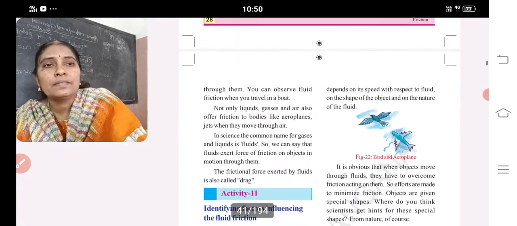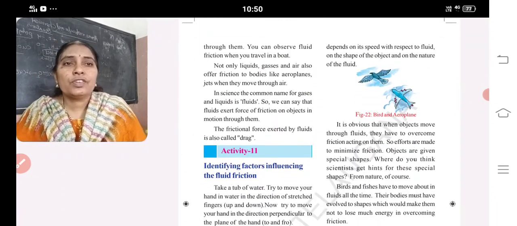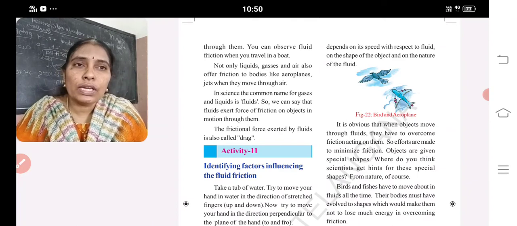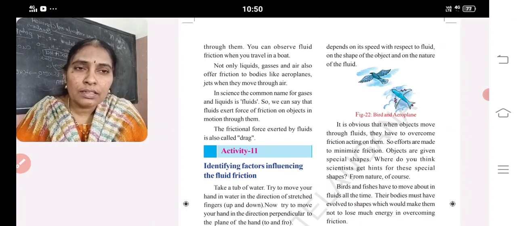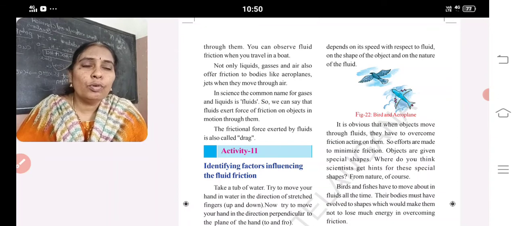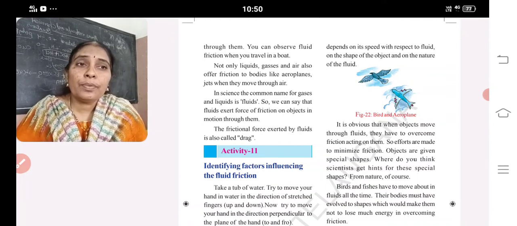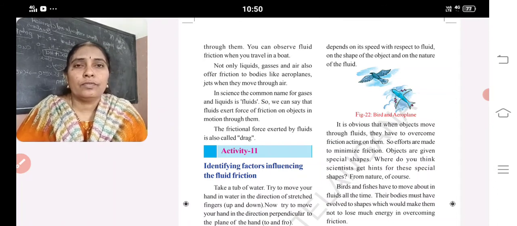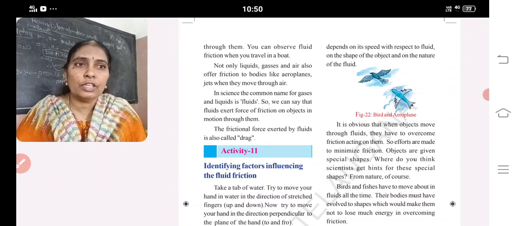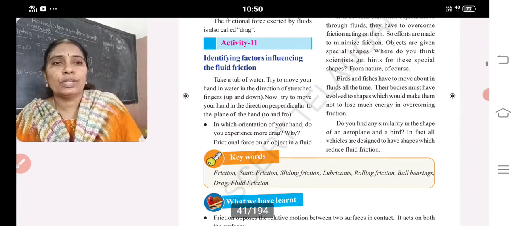Next, the frictional force exerted by fluids is called drag. What is meant by drag? The frictional force exerted by fluids is known as drag. You can see figure 22, a boat and an aeroplane. By observing nature, scientists developed the aeroplane in the shape of a boat, and the shape also plays a great role in reducing friction. With the help of wings, it pushes the air back. In return, it moves forward, and the same principle is used.